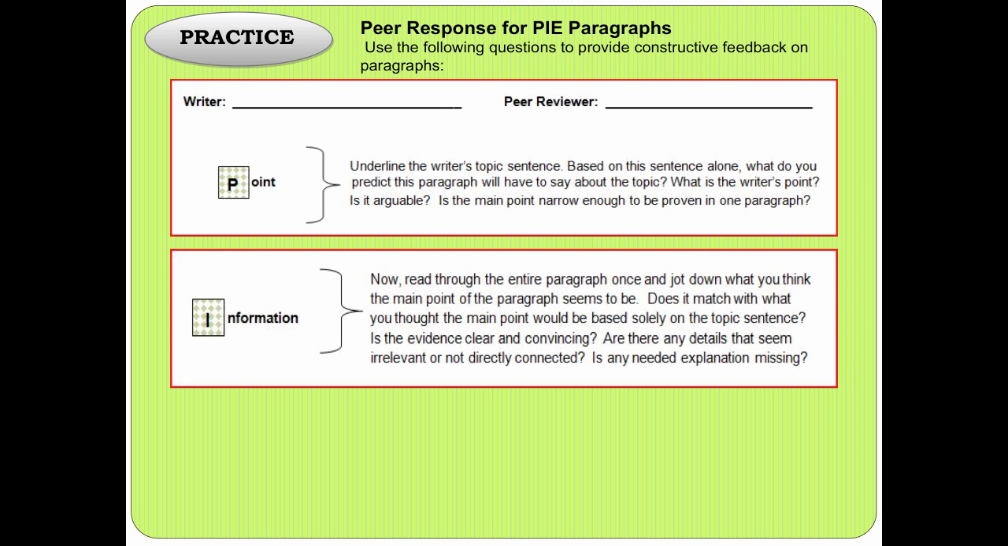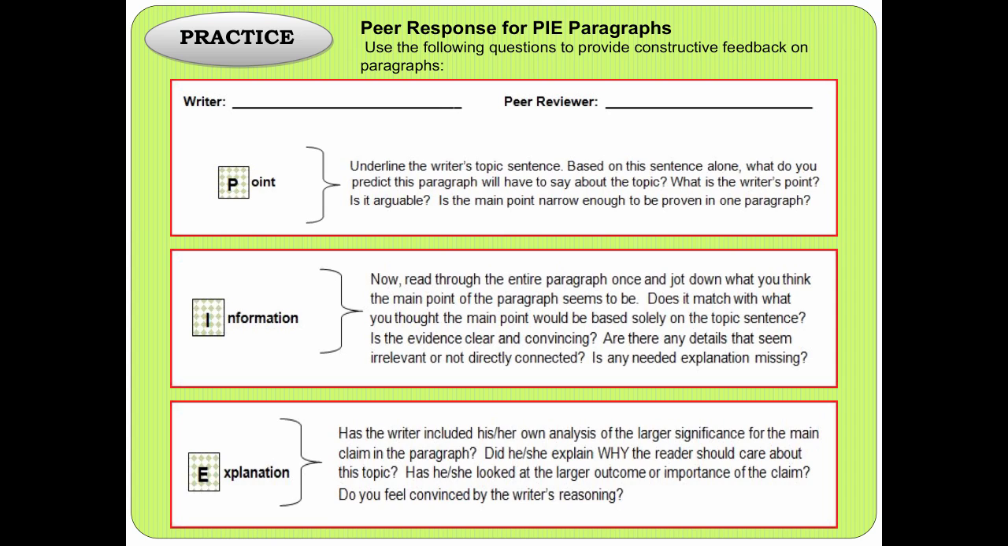Information. Now, read through the entire paragraph once and jot down what you think the main point of the paragraph seems to be. Does it match with what you thought the main point would be based solely on the topic sentence? Is the evidence clear and convincing? Are there any details that seem irrelevant or not directly connected? Are any needed explanations missing?